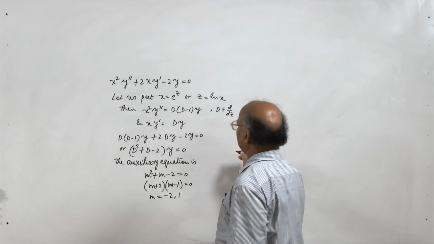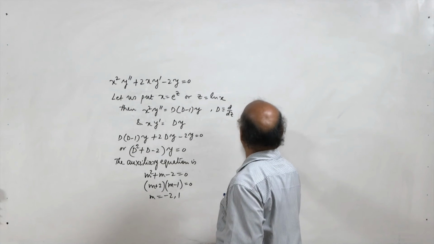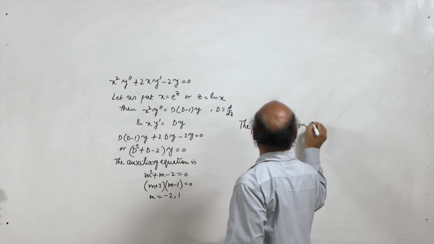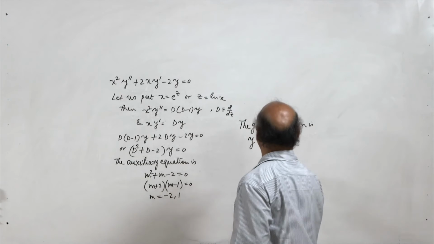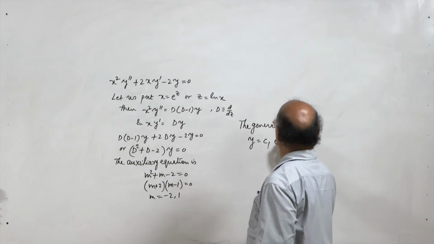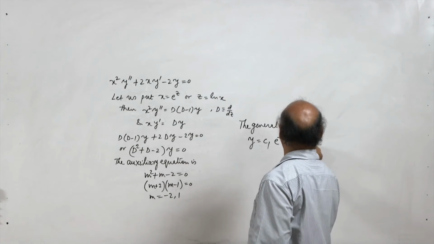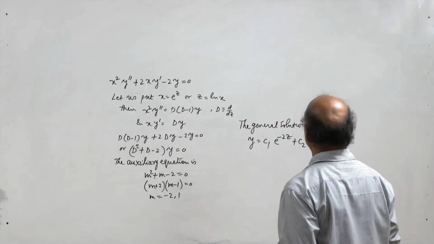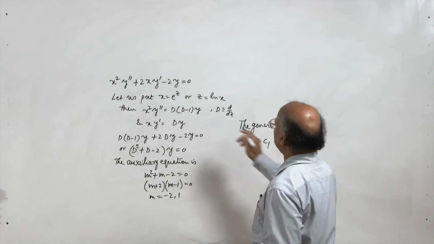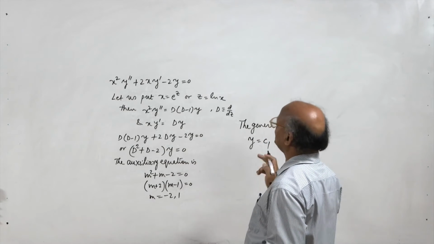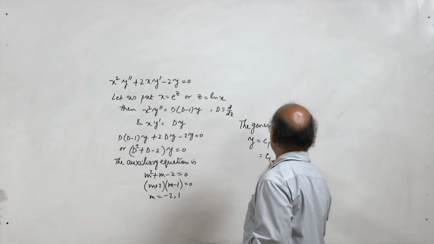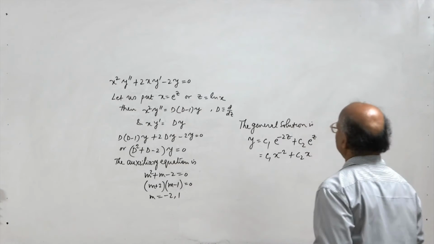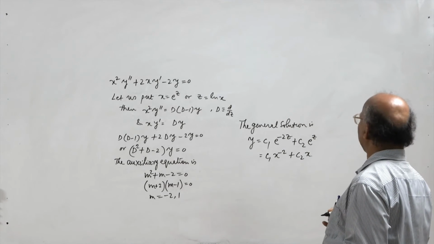So m is equal to minus 2 and 1, they are the two distinct roots of this auxiliary equation, and therefore the general solution is y equal to c1 e to the power minus 2z plus c2 e to the power z. Now from the variable z we have to convert to the variable x. e to the power z is x, so e to the power minus 2z is x to the power minus 2. So we get the general solution as y equal to C1 x to the power minus 2 plus C2 x.